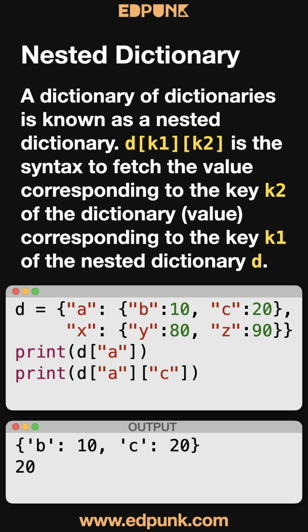Similarly, you can access the value corresponding to key string Y in the dictionary corresponding to string X using D of string X string Y. As expected, the value 80 is obtained as an output.